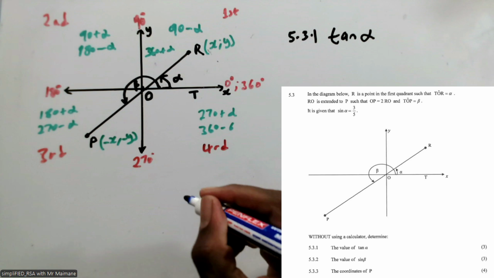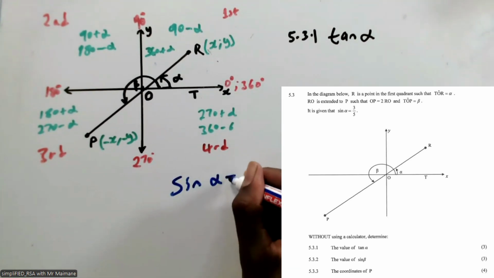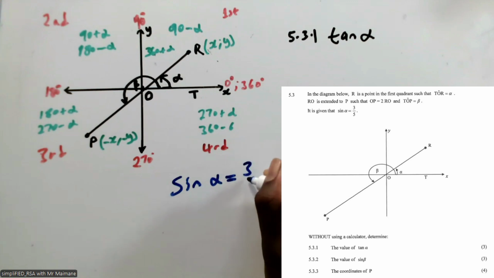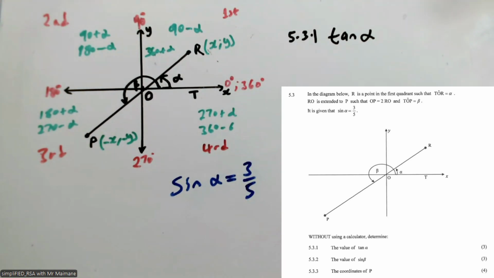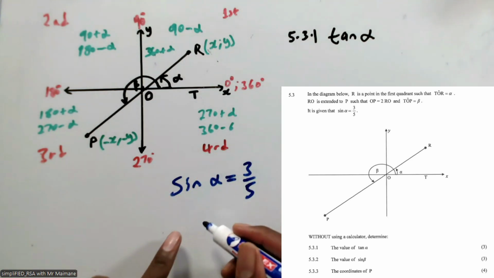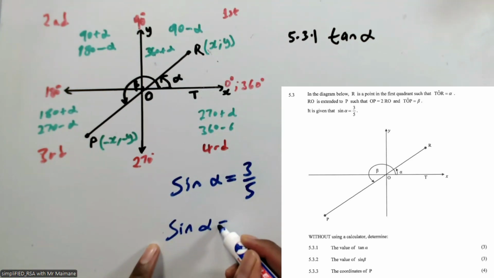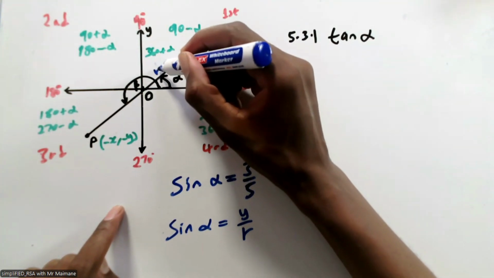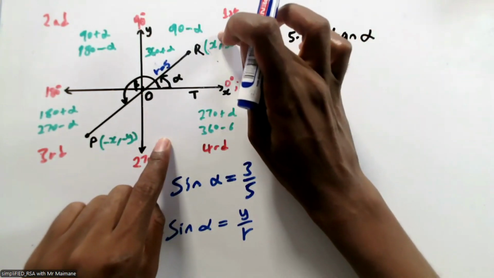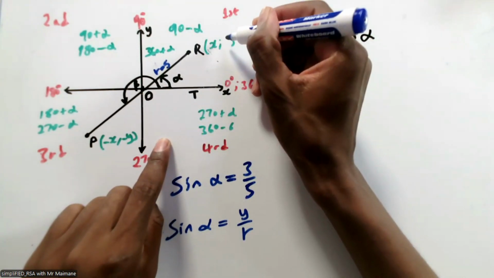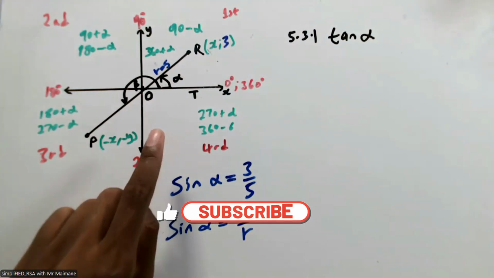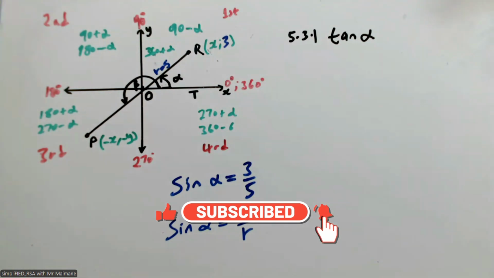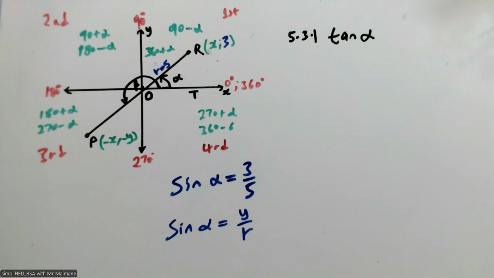I have that sine of alpha is equal to 3 over 5 based on the information that I'm given. And I know that sine of alpha is equal to y over r, meaning from this information, r is 5, and the value of y in this case will be 3. Now, I just need to get the value of x. And to get the value of x, what do I use? Pythagoras theorem for this part.